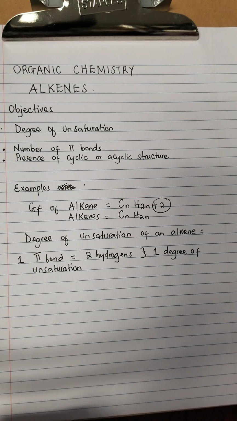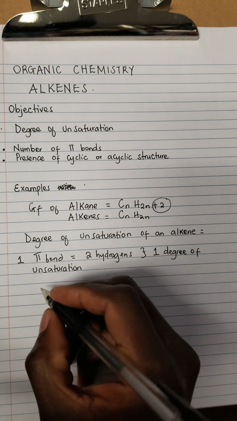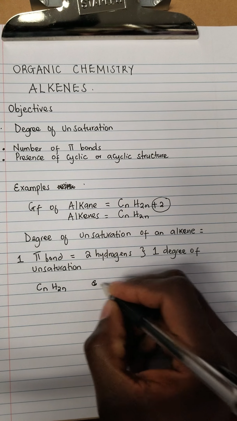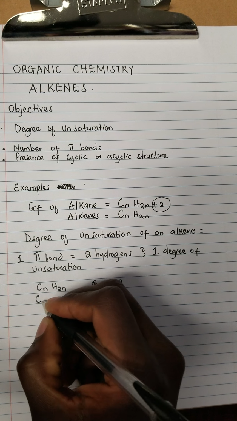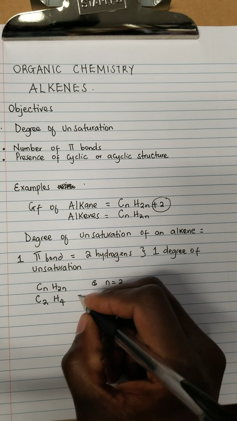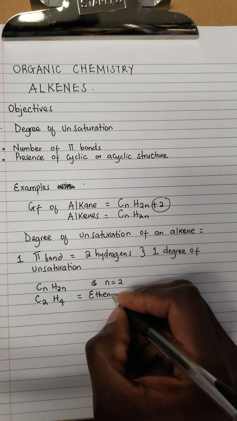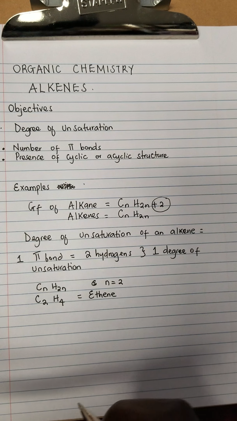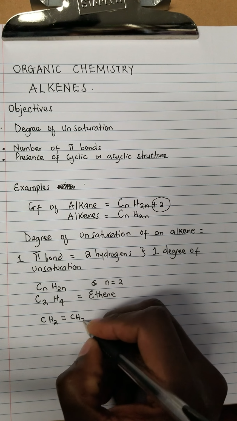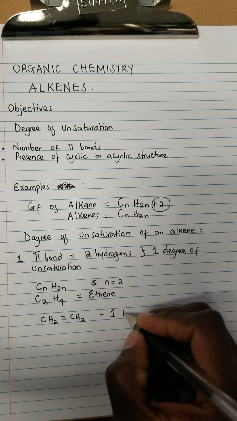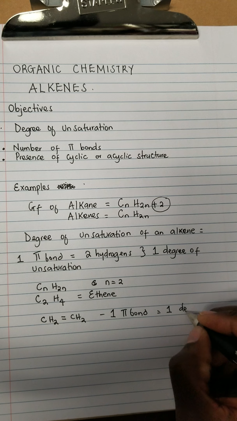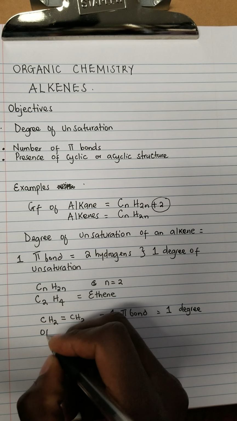For example, if we look at the simplest alkene, if this is the general formula and my n is equal to 2, we shall have C2H4. So this is ethene. Ethene is my simplest alkene. And when we draw the structure, this is how ethene is written, and it has 1 pi bond. So therefore, ethene has 1 degree of unsaturation.